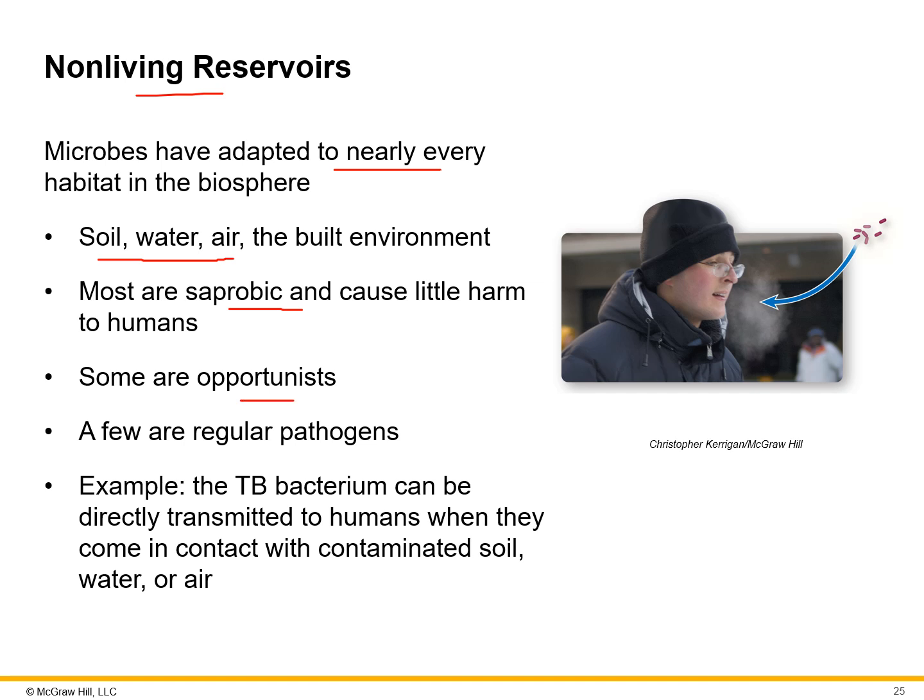Some are opportunistic, again meaning they normally don't cause a disease, but they can if the immune system is reduced. But then there are a few that are regular pathogens. Typically, whenever non-living reservoirs are used, humans are not going to be good habitats for that pathogen. But tuberculosis, for example, is a regular pathogen. It's directly transmitted to humans, but it's from contaminated soil, water, or air.